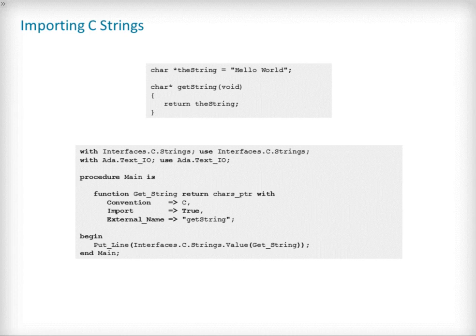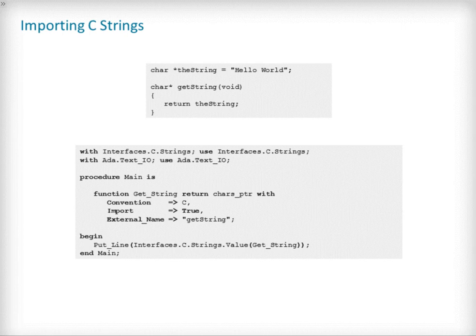The Interfaces.C.Strings package is defined in the Ada Programming Language Reference Manual as a package declaring types and subprograms, allowing an Ada program to allocate, reference, update, and free C-style strings.